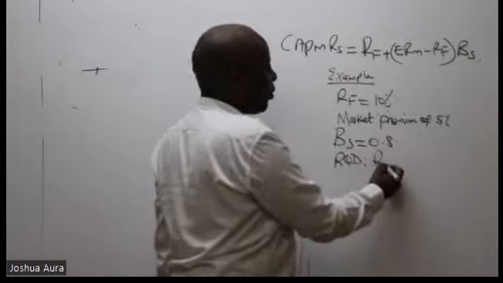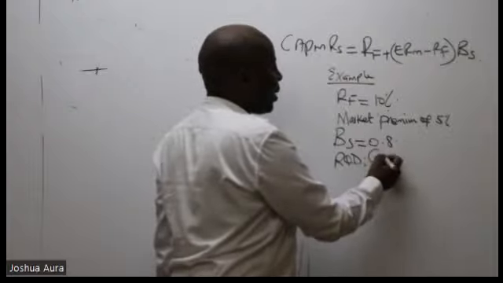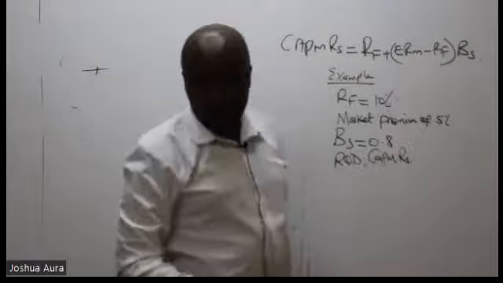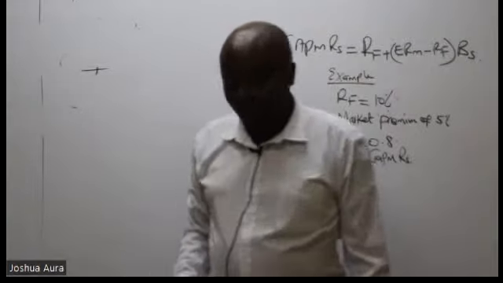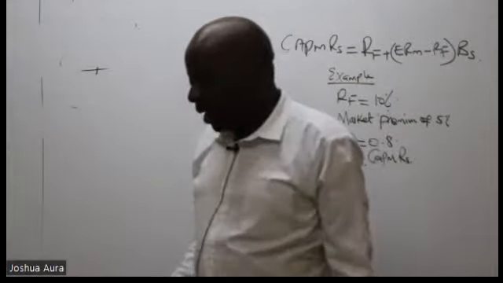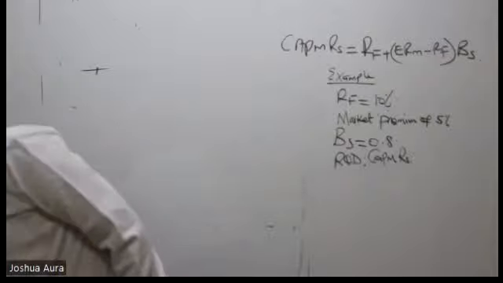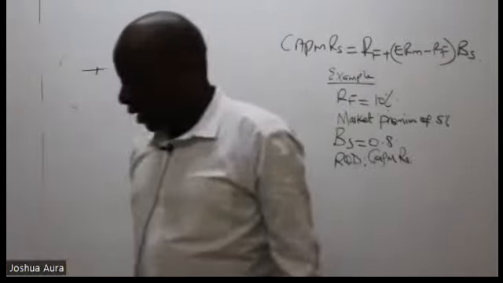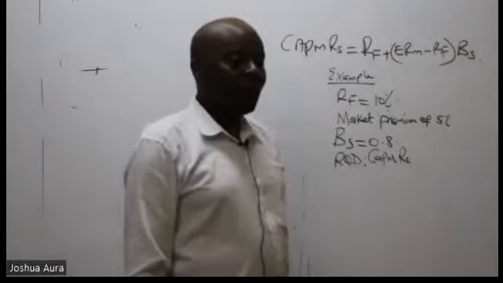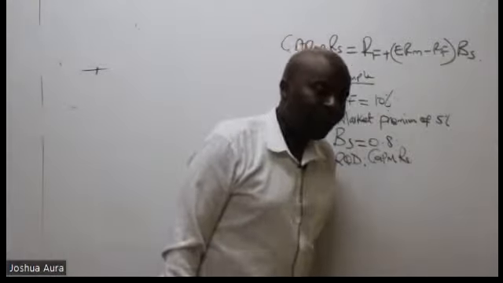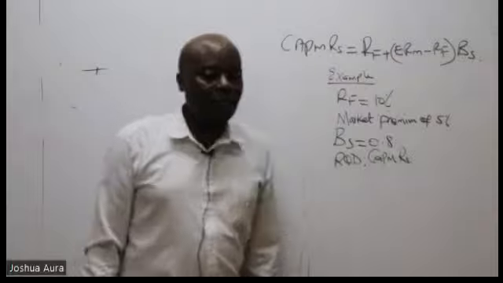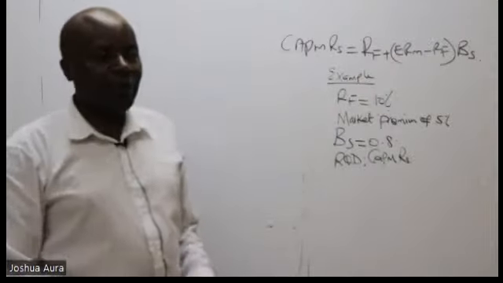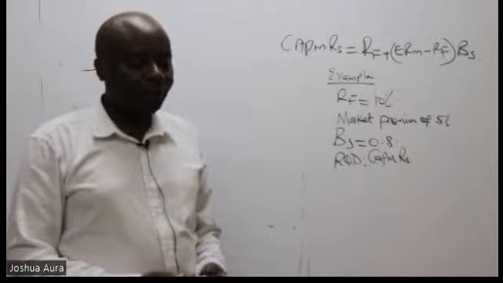We are required to do something very simple here. We are required to compute the CAPM returns of the security, as a quick reminder of what we were doing in our last class. I'm so sure there is somebody here who will not be able to get this simple illustration.